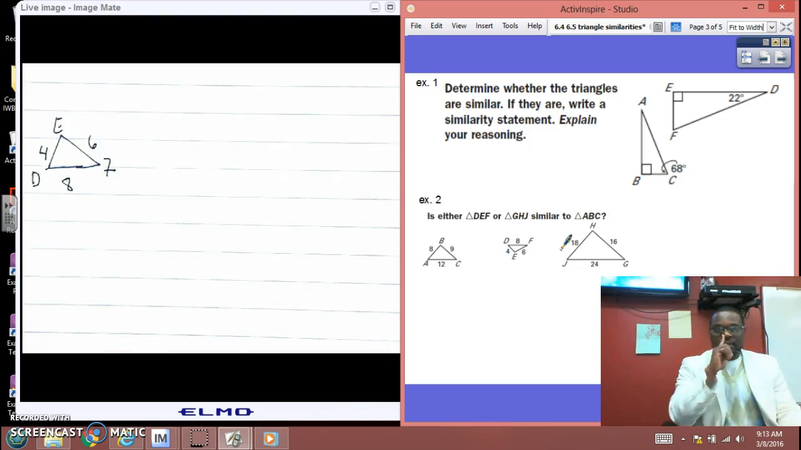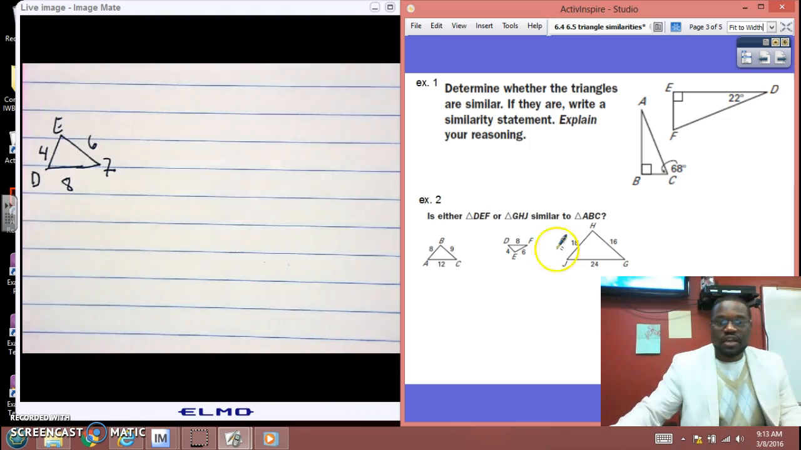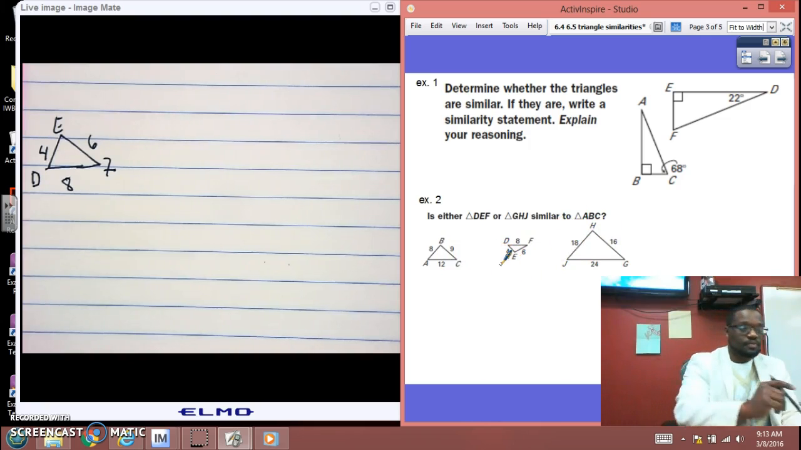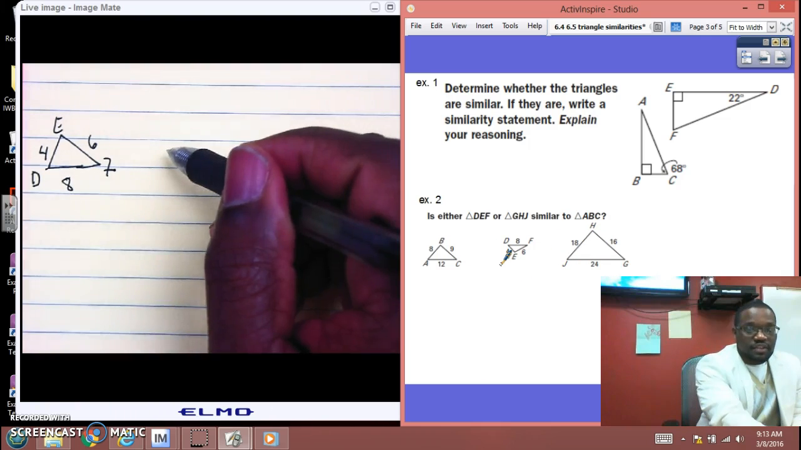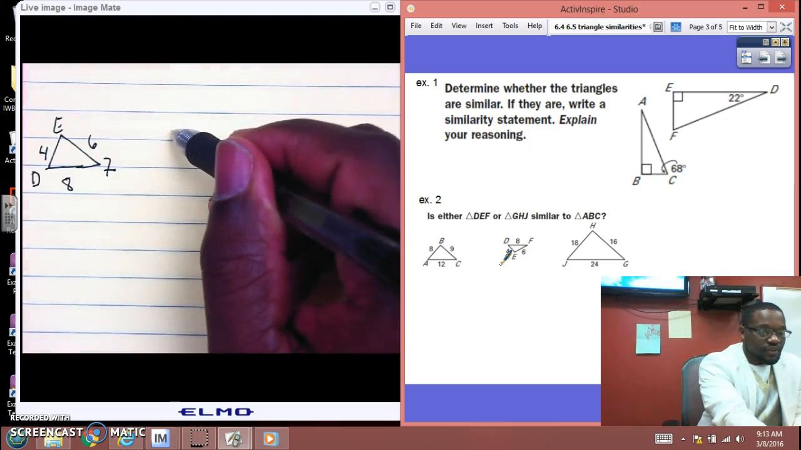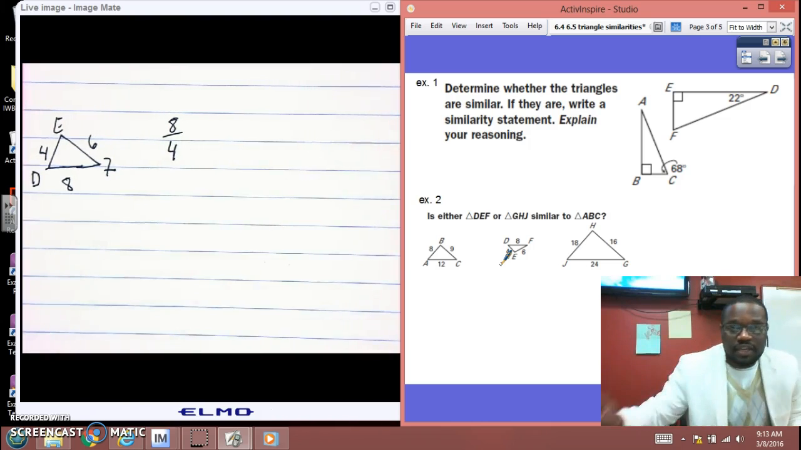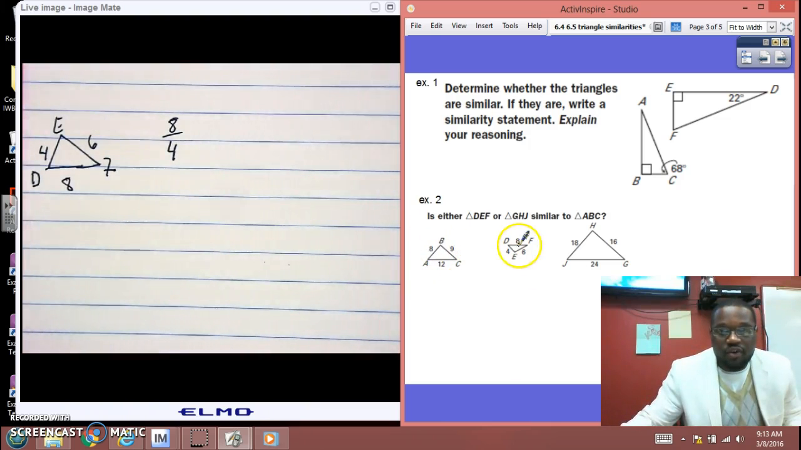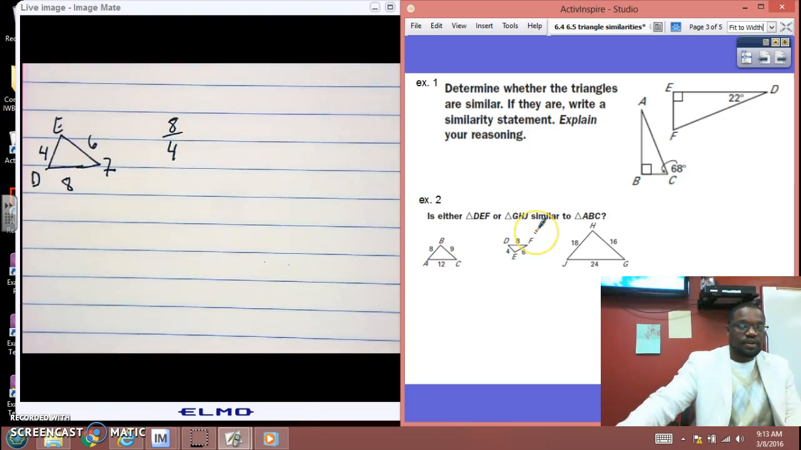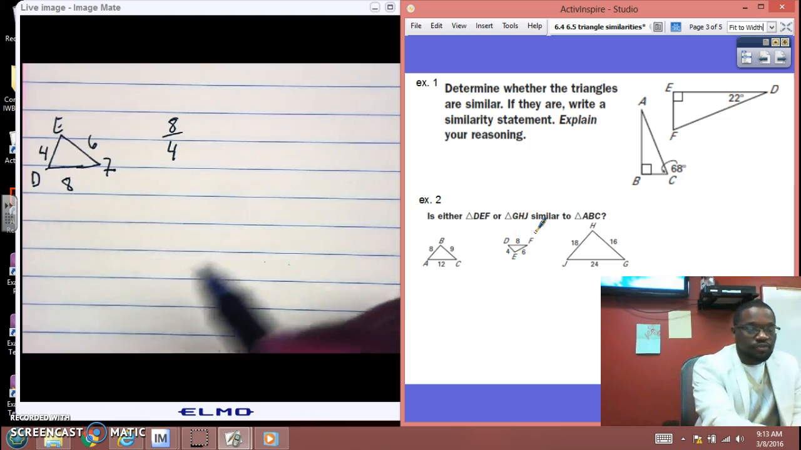Why did I do that? So I can match it up with this triangle right here. I'm going to see if their sides are proportional. I don't know anything about the angles, so I'm going to see if they're proportional. Let's see, I do 8 over 4. What am I doing? I'm doing BA over DE. All right, 8 over 4.